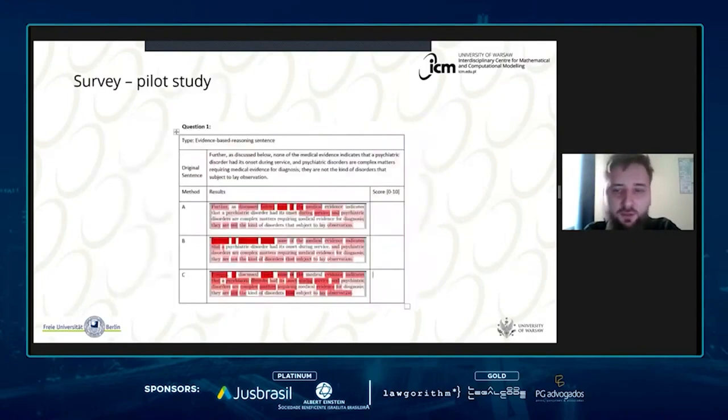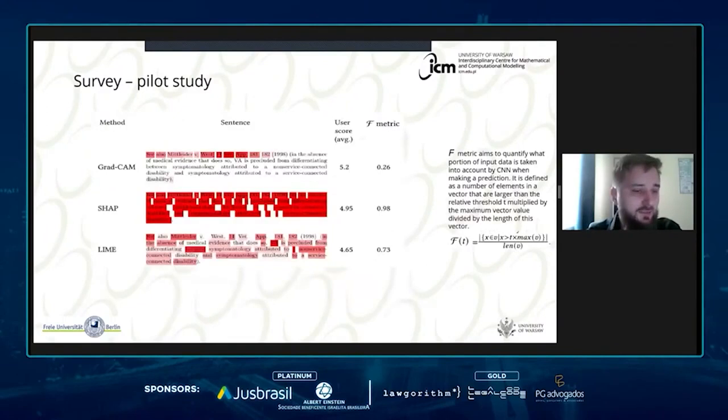To assess the usefulness of those explanations, we have prepared a survey which was circulated among legal professionals. They were instructed that the computer marks the parts of the sentences which were the most decisive for making a decision regarding the classification. The lawyers were subsequently asked to grade each of the explanations on a scale of 0 to 10, with 0 being the worst and 10 being the best.